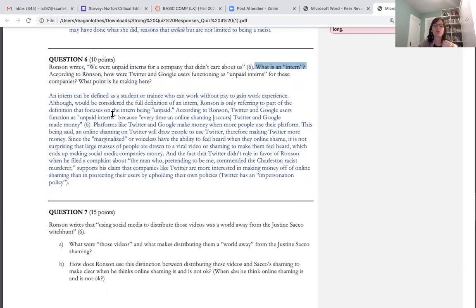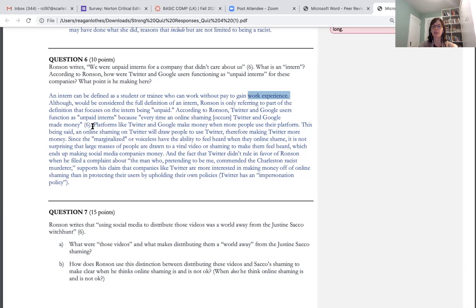Right? Okay, so an intern can be defined as a student or trainee who can work without pay to gain work experience. Although that would be considered the full definition of an intern, Ronson is only referring to part of the definition that focuses on the intern being unpaid, right? So in other words, he's not really interested in this experience part of it. What he's taking from the definition of intern is this idea that they're not paid. So according to Ronson, Twitter and Google users function as unpaid interns because every time an online shaming occurs, Twitter and Google made money. Okay, so we're bringing in a quotation from the text to work with.